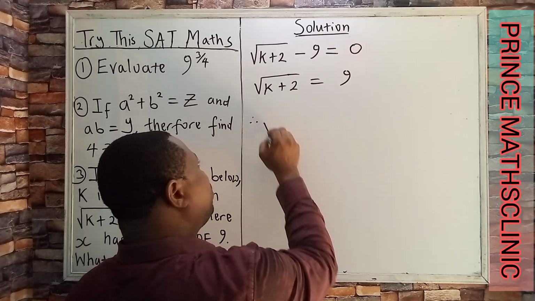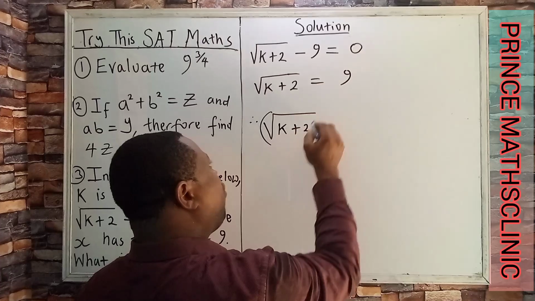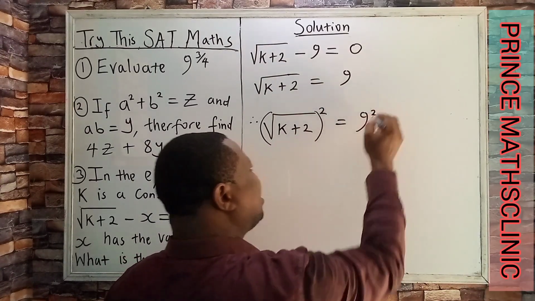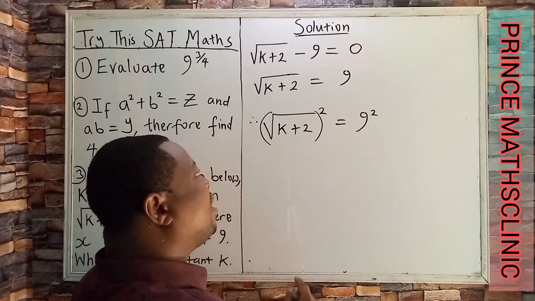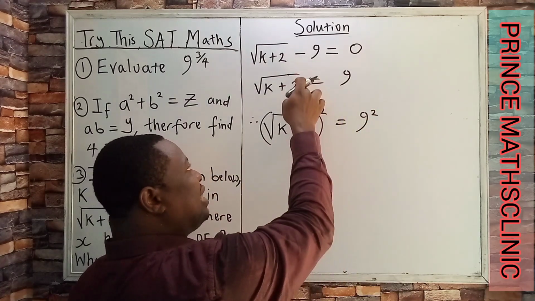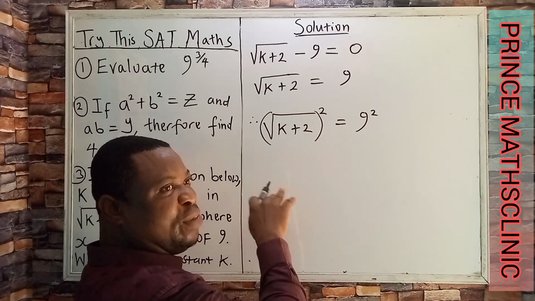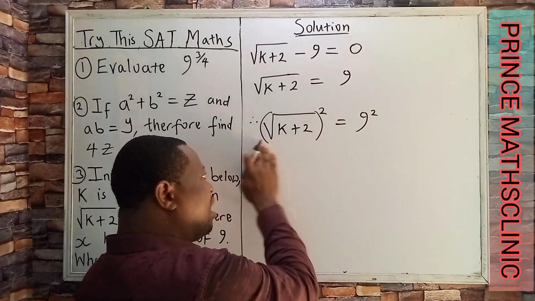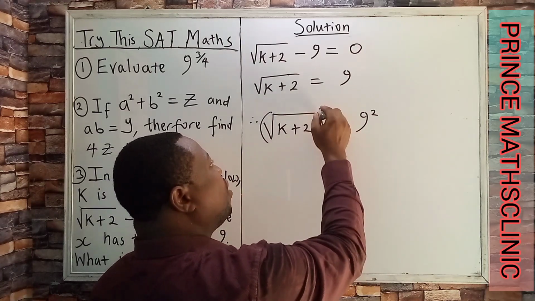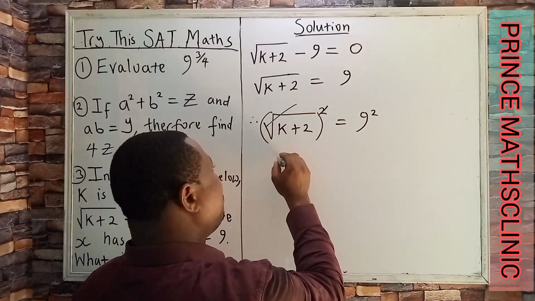Therefore, I am going to take the square of this square root, which is k plus 2. Once I square the left hand side, I will square the right hand side. You keep hearing me say, I squared this, I added this, because it's an equation. What you do to the left, you must do to the right. Since I've squared the left, I must square the right. Now, what's the implication of this? Square root here, we cancel the square here.